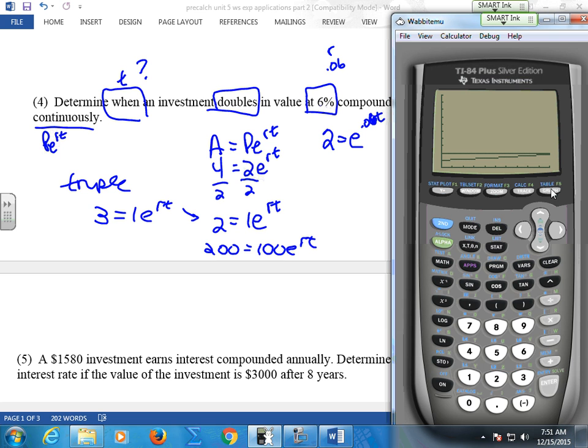I'm not sure if it intersects, so what can we change to make sure that we see where it intersects? The X max. So double your X max. It even makes my graph look a little more like it's growing. Okay. Just make sure that you can catch it in your screen. Wow, that's great.